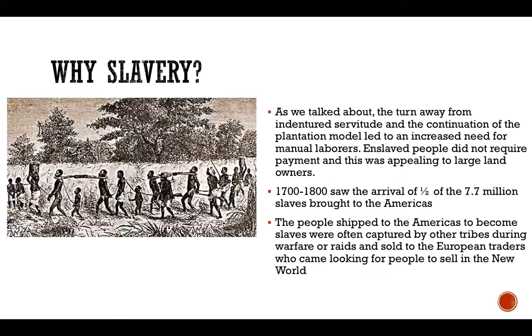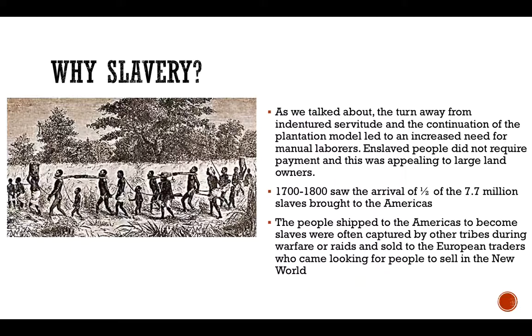So we've talked a little bit about why slavery as a model for the workforce, and this has to do with the move from indentured servitude into this chattel slavery model. Again, this would mean that the landowners would not need to pay out either in land or in financial payment to the people after they were finished working, because these people would never be finished working.